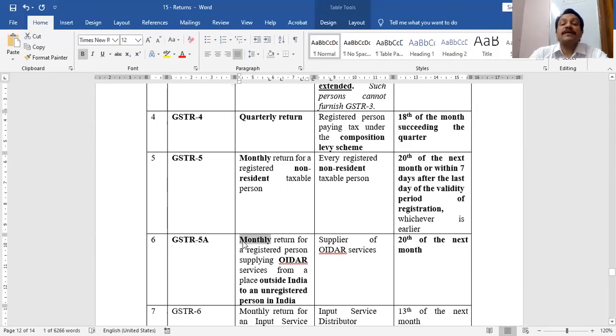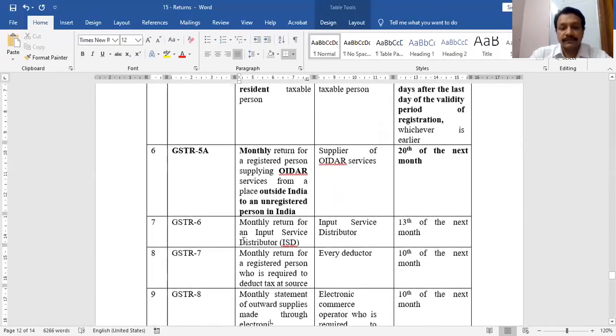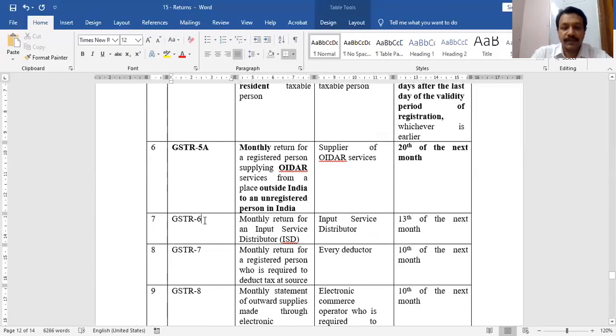So I have covered GSTR 1, 2, 3, 3B, 4, 5, 5A. 6 return forms I have covered. Next, GSTR 6. Again, for these people, furnishing the return under GSTR 3B is not possible. They have to furnish the return in GSTR 6. It is also again monthly information by Input Service Distributor, ISD. The due date is 13th of next month.